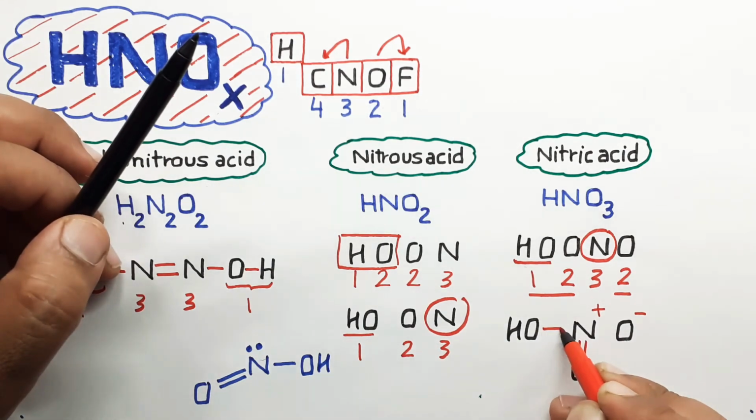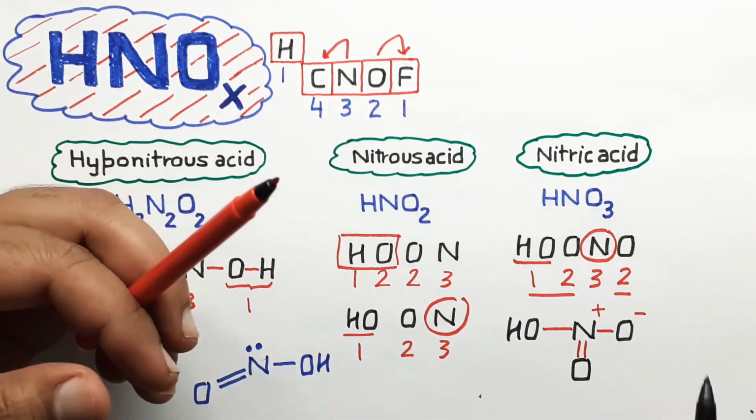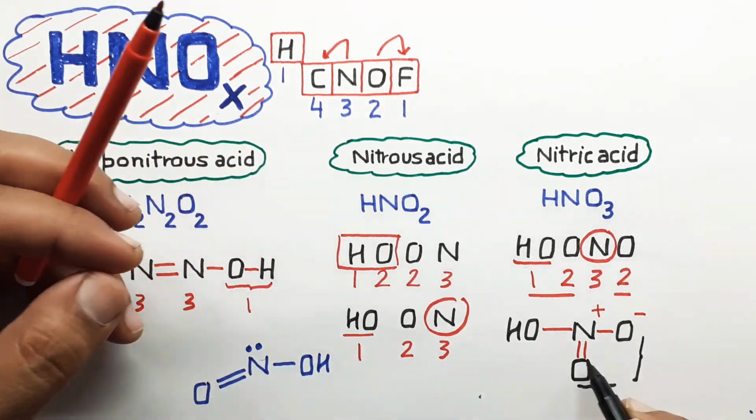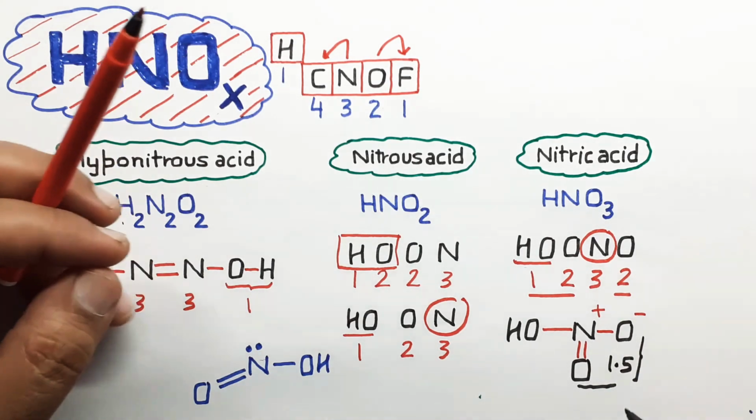Then this is a monovalent OH group and then this is again. So this is the formula of structure of nitric acid. You can have a delocalization over here. You can have resonance delocalization. So overall bond order will be 1.5 that you can verify.